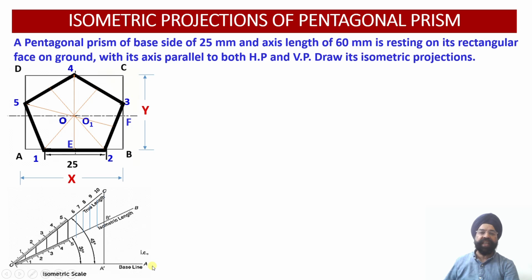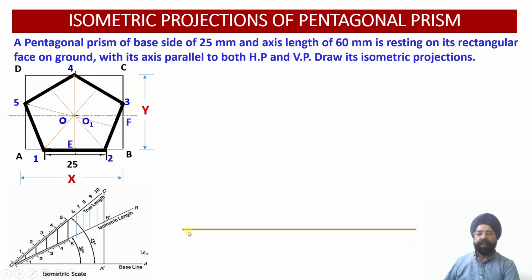So before starting with the construction of these isometric projections of the pentagonal prism, the first thing we need to carry out is construction of this isometric scale, and then all these rectilinear dimensions will first of all be marked onto the true scale over here, and then these will be converted onto the isometric length, and all those distances of isometric length will be drawn onto the isometric projections, right? So let us start working out the isometric projections of the pentagonal prism.